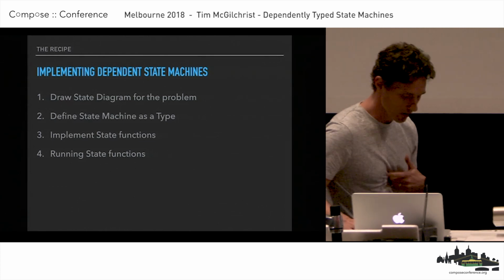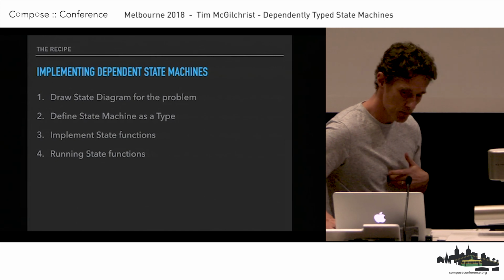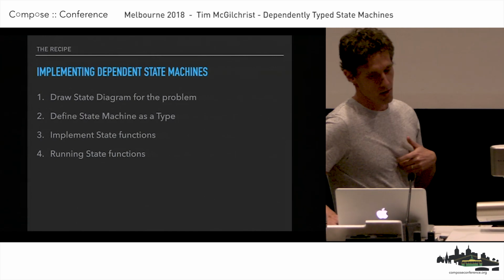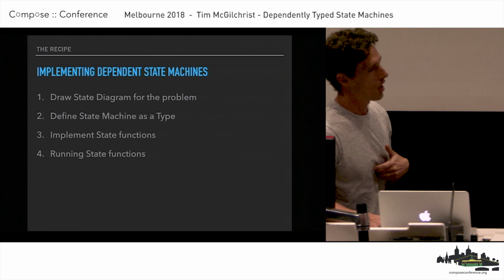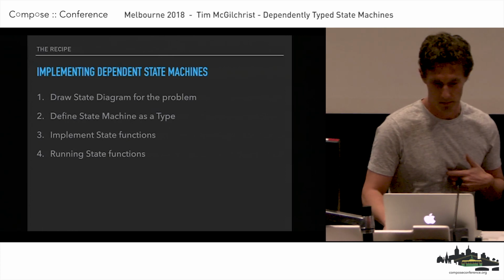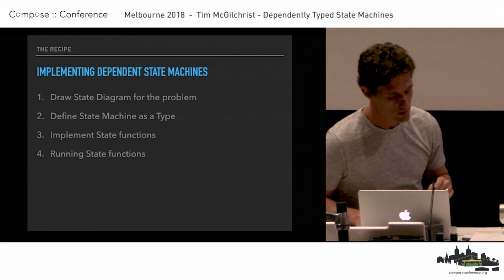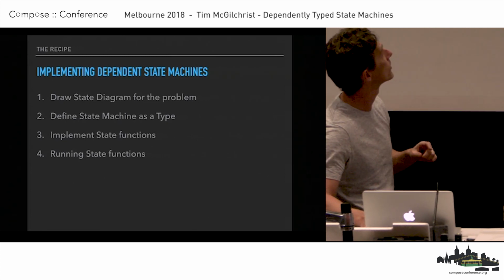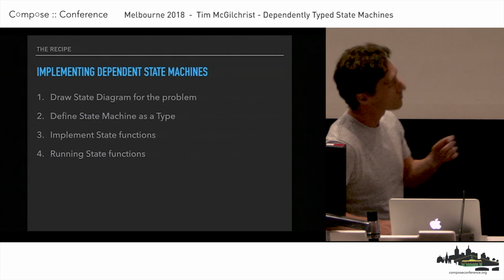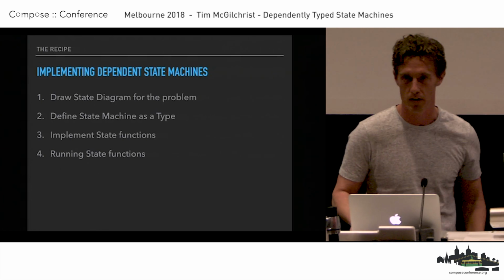So the recipe outlined in the paper was this. First you draw your state diagram for the problem. Drawing state diagrams is why everyone should have a whiteboard in their office. It's like mandatory, like a keyboard, you must have it. Then you define your state machine as a type.